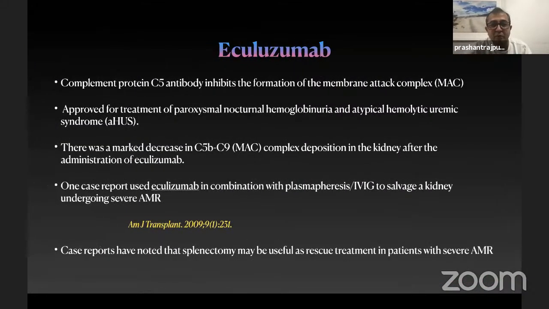Eculizumab is a complement protein C5 antibody that inhibits the formation of the membrane attack complex. It was approved for treatment of paroxysmal nocturnal hemoglobinuria and atypical hemolytic uremic syndrome.